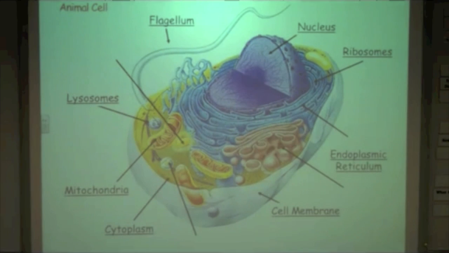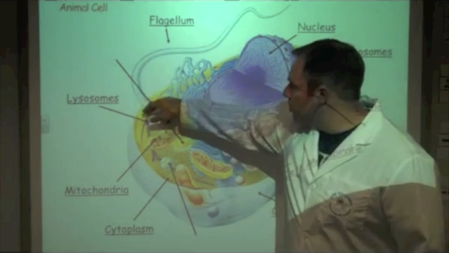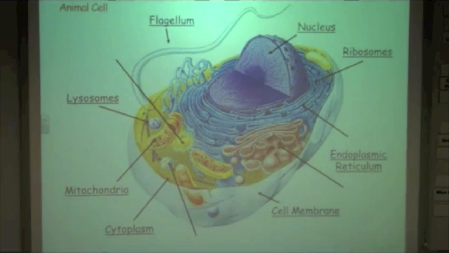Flagellum. It can either be a flagellum or it could also be cilia. Here, the flagellum is this long, single, whip-like, tail-like structure that enables the animal cell to move. And cilia are little hairs that are outside of the animal cell. But remember, only the animal cell has the ability to move, not plant cells.